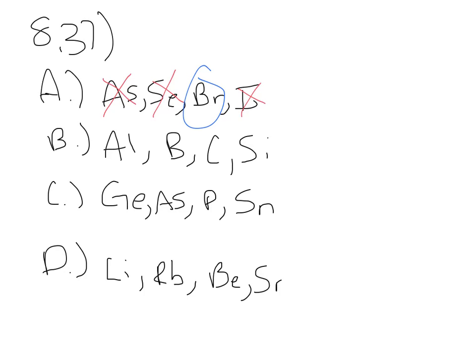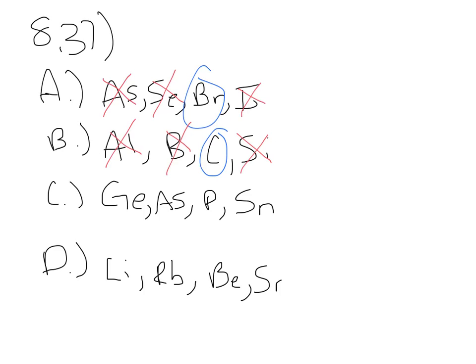Then for B, I compared Al and boron, and boron is higher than aluminum is, so boron stays. Boron is farther to the left than carbon is, so carbon is greater because it's farther to the right. And then carbon is higher up on the periodic table than silicon is, so carbon is the greatest electron affinity for B.